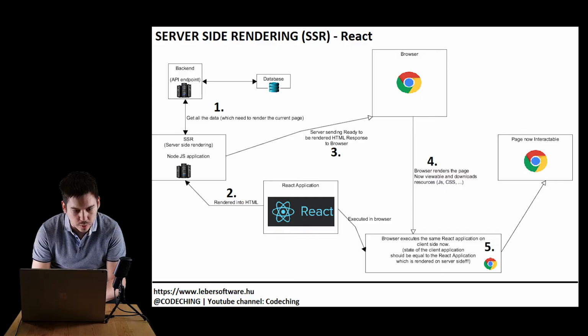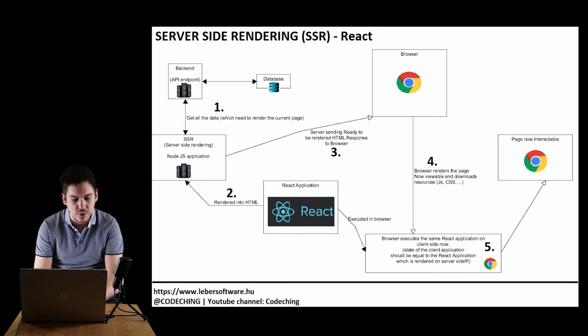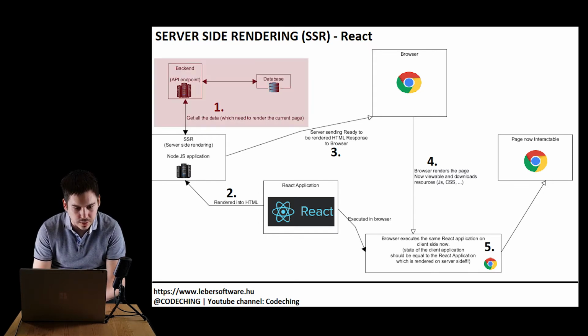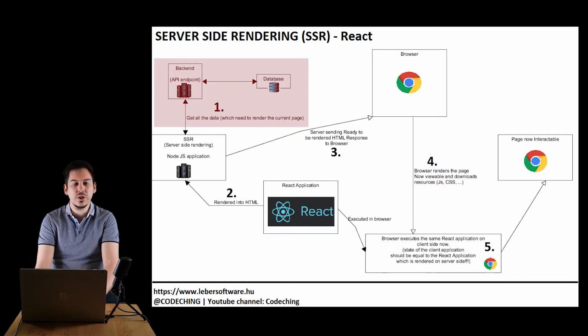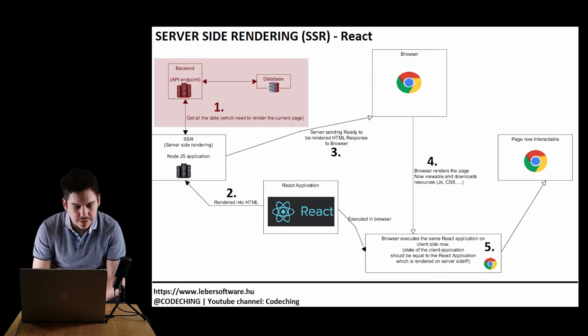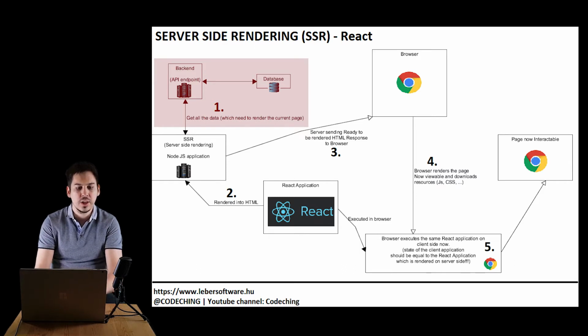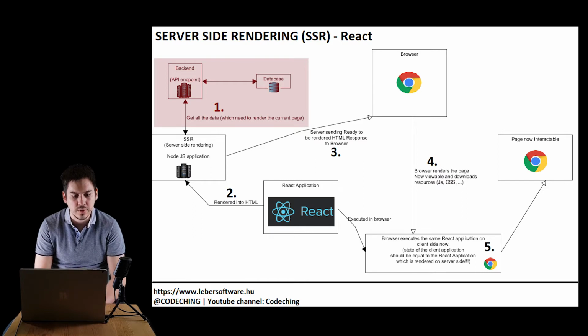You can see on my picture that the request arrives to the server. The first step is to get all the data which is needed to render the current page. The data is coming from an API endpoint from the backend. It could be the same application as the one which renders the React application on the server side, but in real life situations it will be a different server.